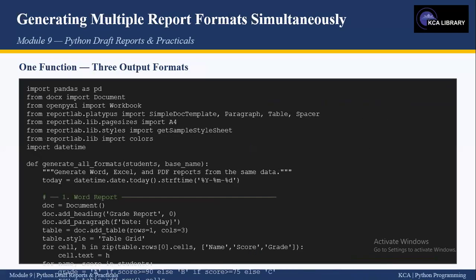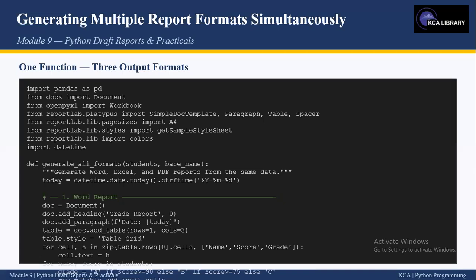Generating multiple report formats simultaneously. A practical, powerful pattern is to generate all three report formats, Word, Excel, and PDF, from the same dataset using a single function call. This ensures consistency across all output and eliminates the risk of discrepancy between documents.